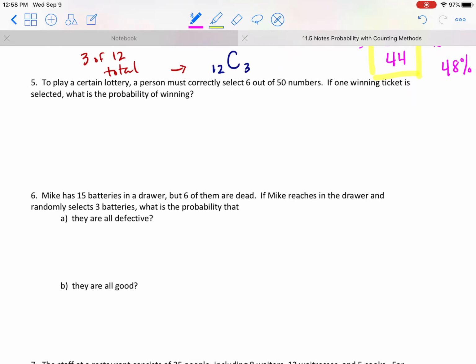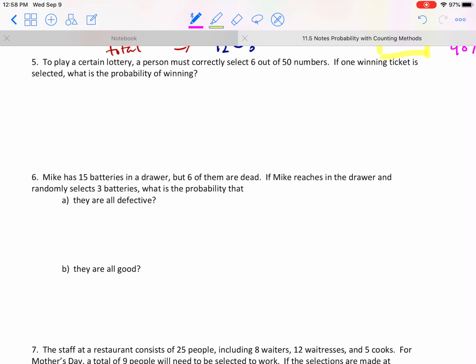All right, let's try this again. It says, to play a certain lottery, a person must correctly select 6 out of 50 numbers. If one winning ticket is selected, what is the probability of winning? So the probability of winning, all right? If we want the probability of winning, we're going to be looking for the number of combinations of the one winning ticket, right? One winning ticket out of, how many winning tickets are there? 1, right? So 1 winning ticket out of 1 winning ticket to choose from. That's all that's happening on the top.